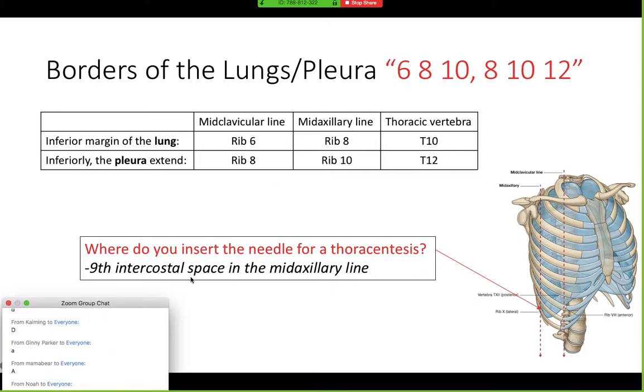And then where do you want to insert a needle to remove fluid? That's going to be in the 9th intercostal space in the mid-axillary line. In the mid-axillary line, the inferior lung margin is at rib 8. So to be safe, you're going to put it in the 9th intercostal space because you want to be within the pleura where the fluid's accumulating, but you don't want to be too far up where you're hitting the lungs, and you don't want to be too far down where you're not getting inside the cavity.